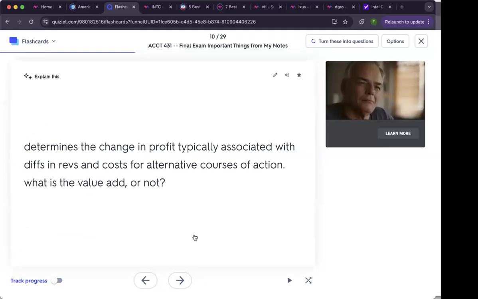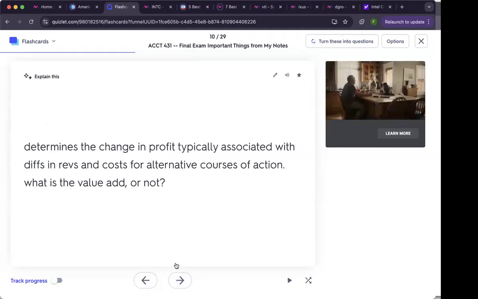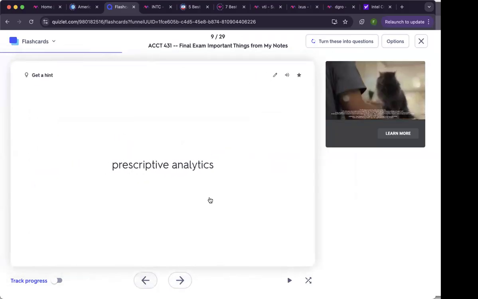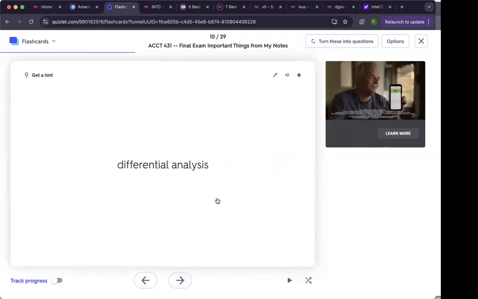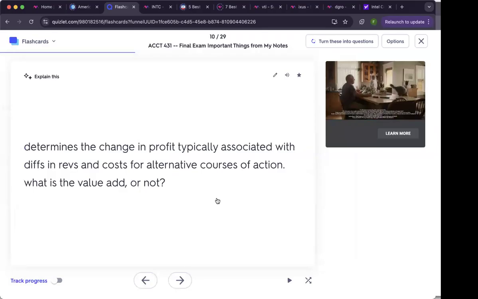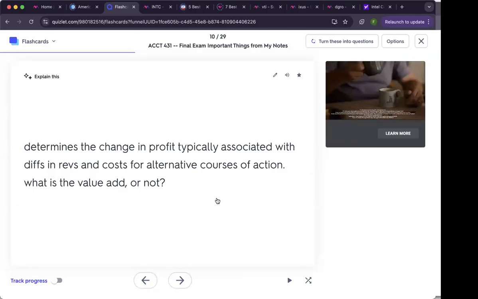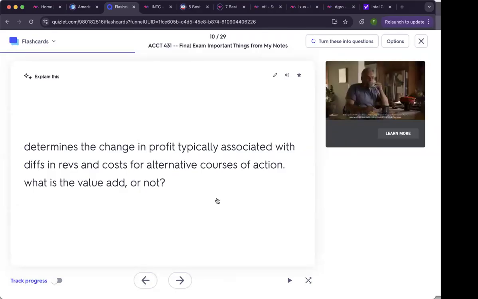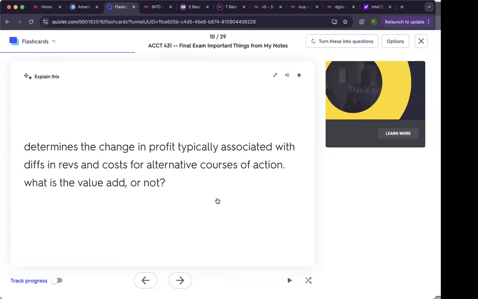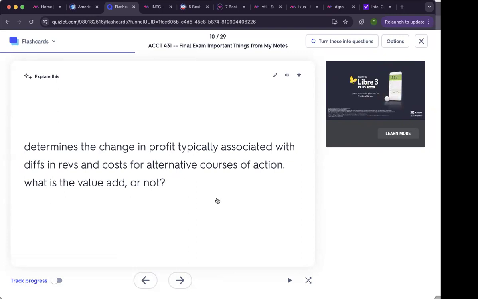Differential analysis. This is a prescriptive analytic technique. It determines the change in profit typically associated with differences in revenues and costs for alternative courses of action. So it's asking what is the value add if you do something, or is there no value add?